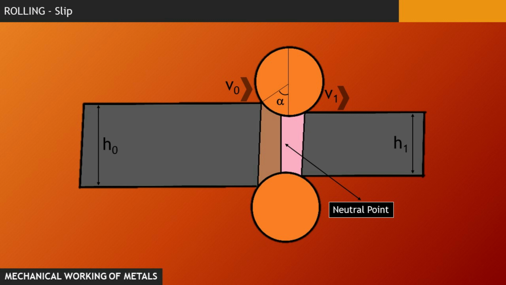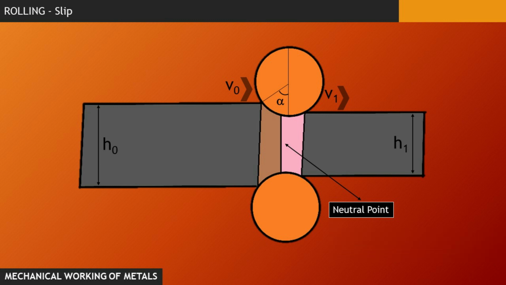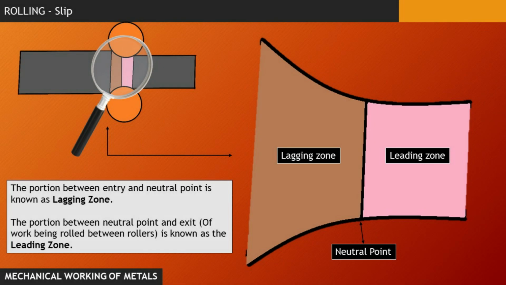The slip occurs in almost all the places where the deformation is taking place, except for the neutral point. This neutral point is a point at which the work velocity becomes equal to the surface velocity of the roller. Here there is no relative velocity and hence there would be no slipping. This neutral point divides the deformation zone into two parts.